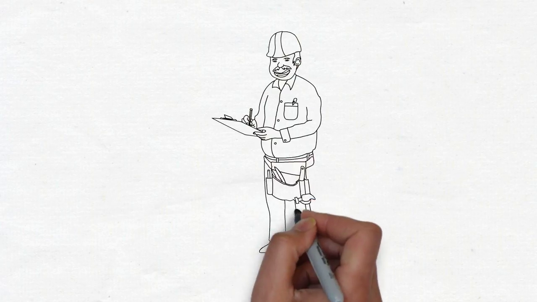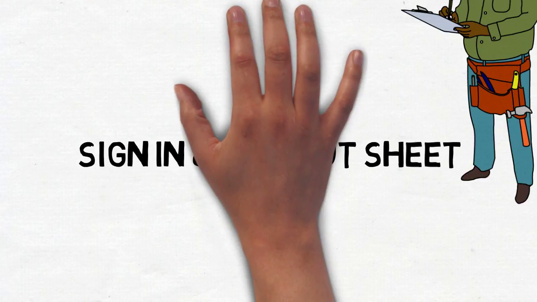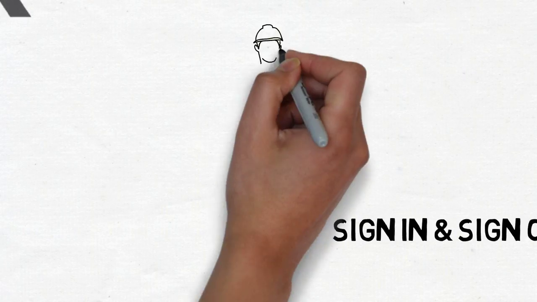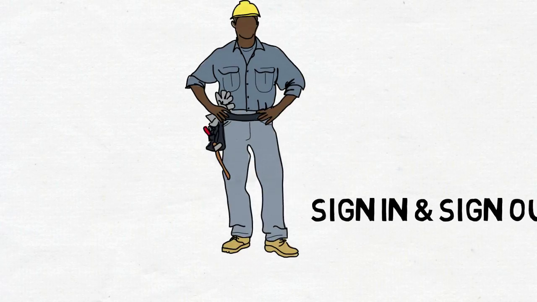Each superintendent should have a daily sign-in, sign-out sheet on their project. At the end of the week, each employee, along with their superintendent, is required to fill out and sign their time card. Both should sign the card.